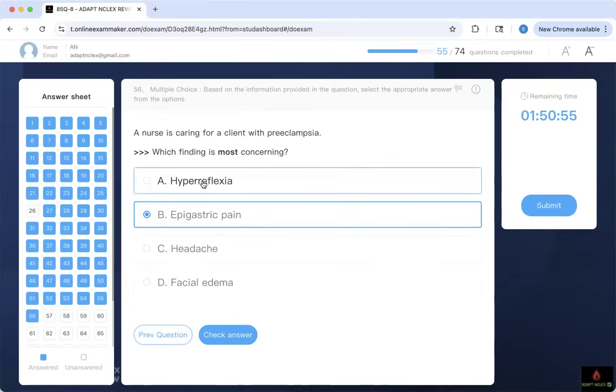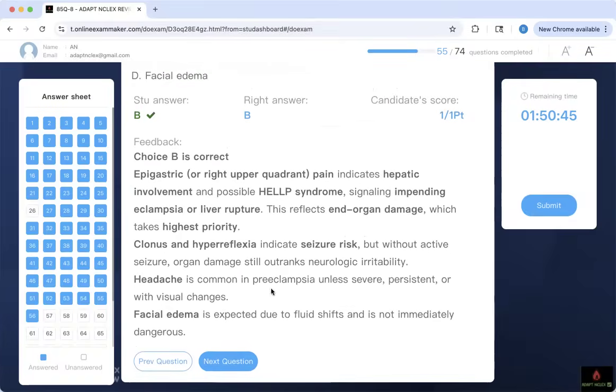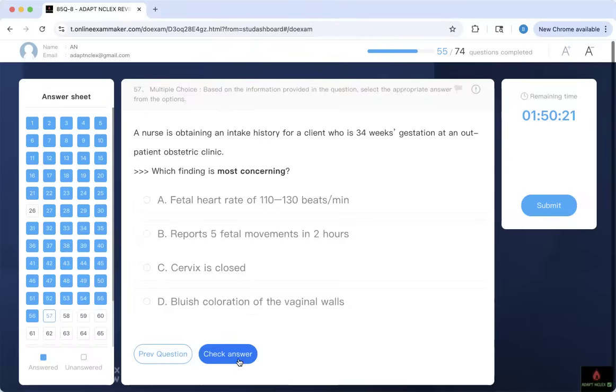They can change the answer. If I put hyperreflexia and clonus, that's bad. The patient's about to have a seizure. This one is already okay. So that one is the right answer. That's what I explained here. Epigastric pain indicates hepatic involvement and possible HELLP syndrome, signaling impending eclampsia, liver failure, right? But clonus and hyperreflexia may indicate seizure. The only thing I said was hyperreflexia. There's no situation where you have to pick it unless I put clonus there, then that becomes a priority.